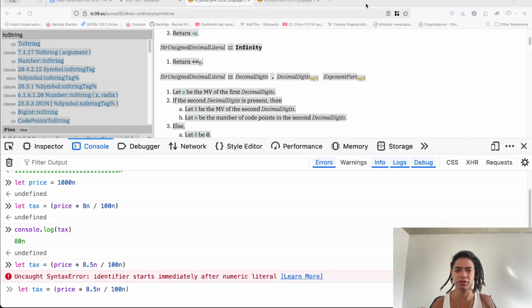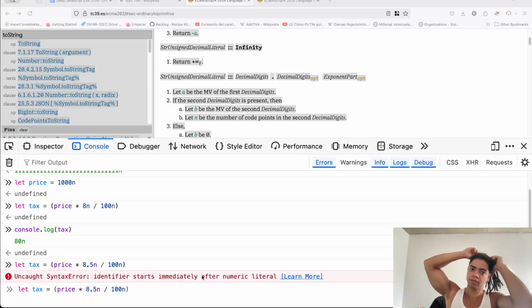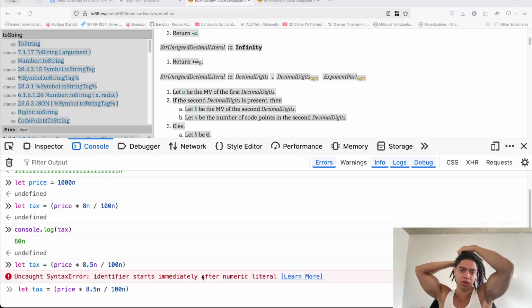That's the question here. Because if you want to represent floating point numbers now, how would you represent floating point numbers? You can't represent floating point numbers with BigInt. It only handles integers. That makes a lot of sense.